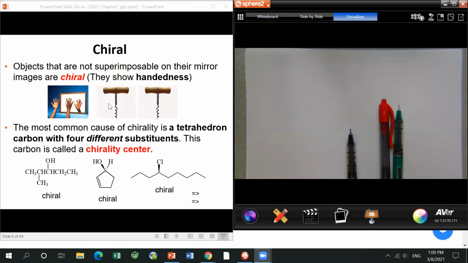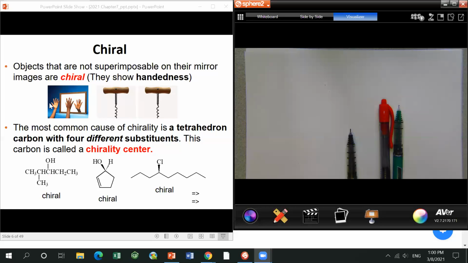The definition of chiral: an object or a molecule that is not superimposable on its mirror image. Then we call this molecule or object chiral. Most of the time, people show handedness, and one common example is our hand.